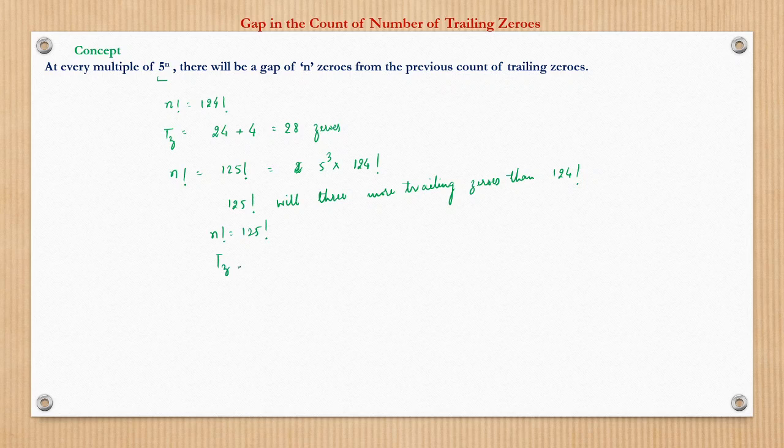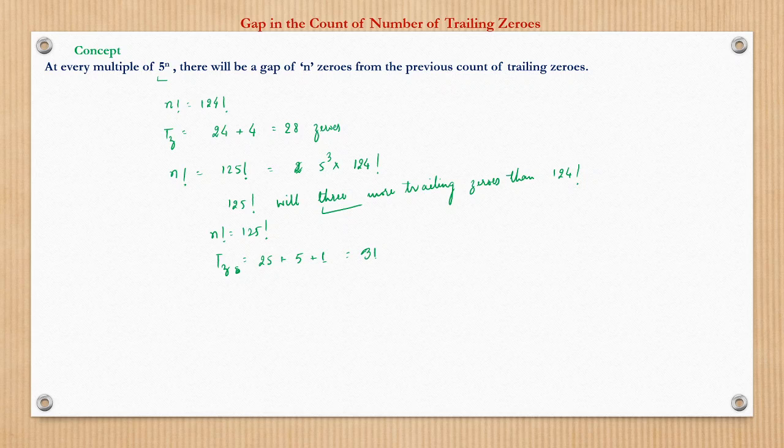So tz, using IGP of 5, becomes 125 by 5 is 25, 25 by 5 is 5, further 5 by 5 is 1. So it gives 5 plus 1, 6, plus 25, 31. So now see, 28 into 30, plus 3, 31. So 31 trailing zeros. That is what it's written here. So the concept is very simple.